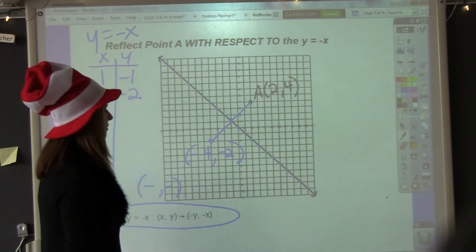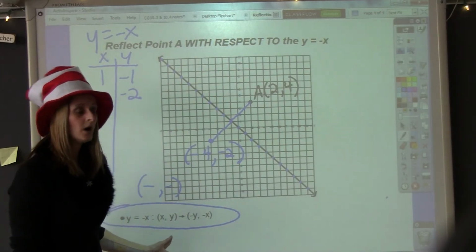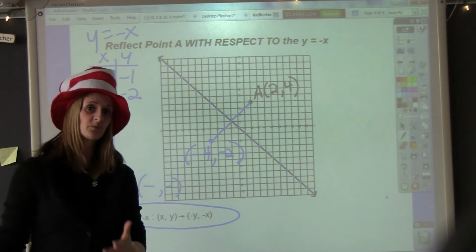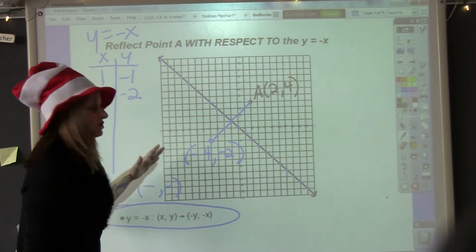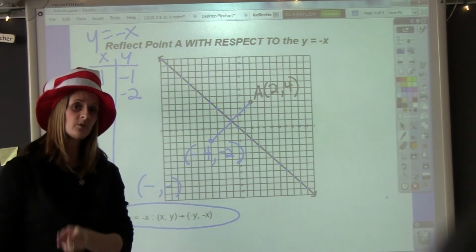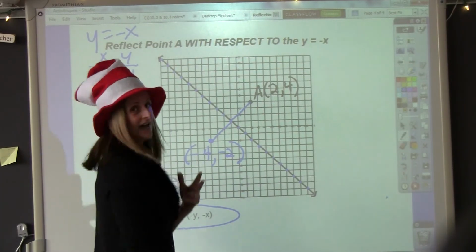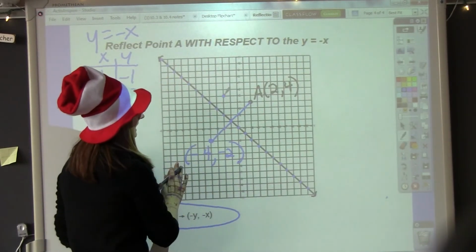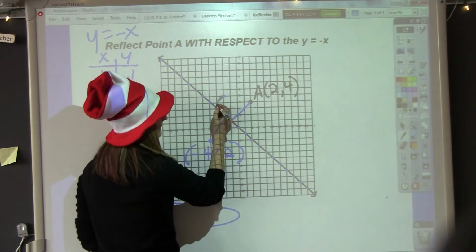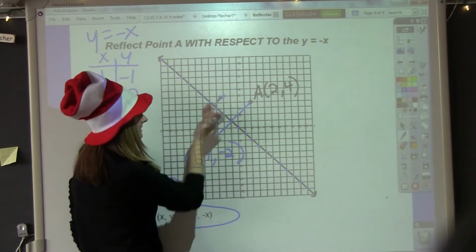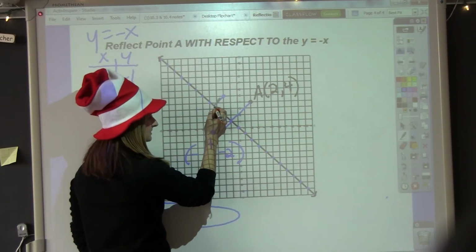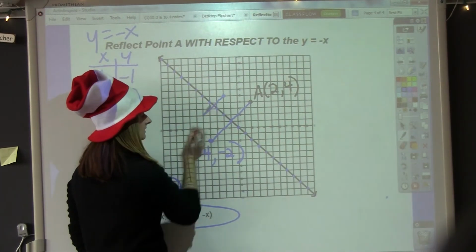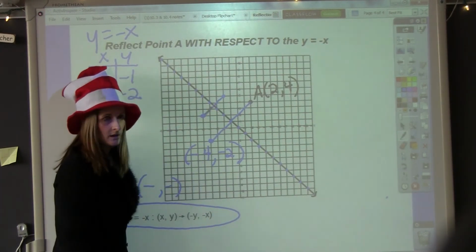So you can use the rule, or if you're having trouble with the rule, which is the reason why I created this video, you can just count. The only thing when you count is sometimes you have to count a half a block. For instance, if I had a point here and I was counting 1 and then a half, on the other side when I reflected it, it would have to be a half again and then 1. That's it.